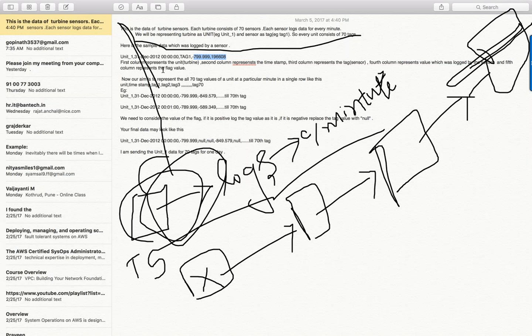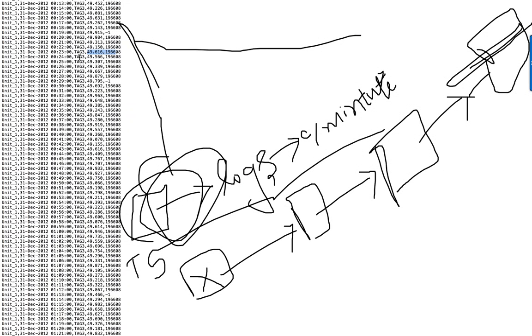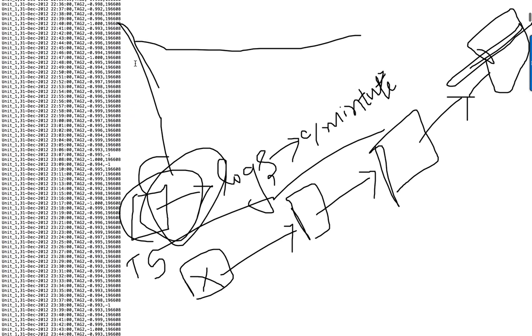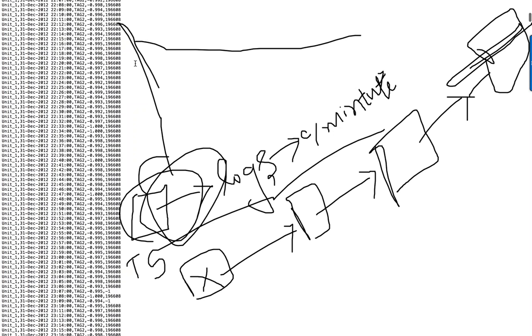And the fourth column is the value which was logged by the sensor. And the fifth value is something like a flag variable. So there are 5 columns. Let me open it here. See, this is the flag, this is the value, this is the sensor, this is the timestamp, and this is the unit. So the data set will be generated continuously, all the logs.